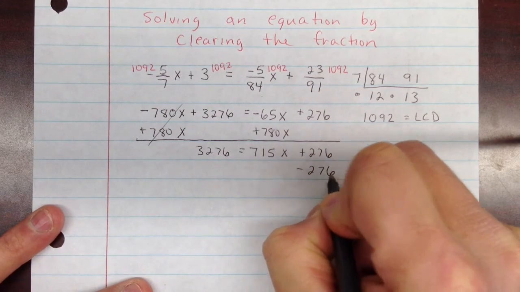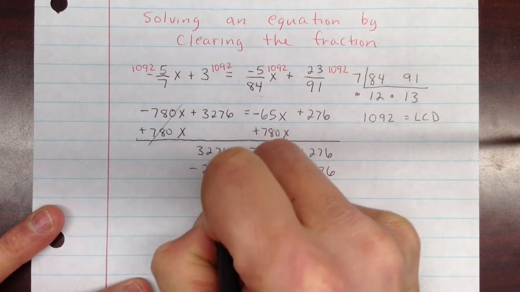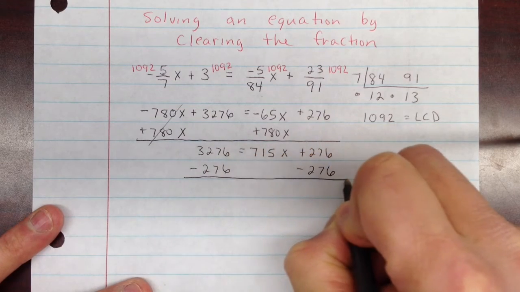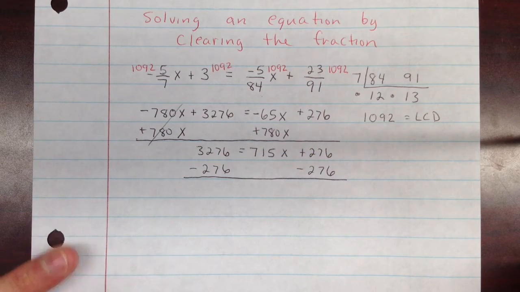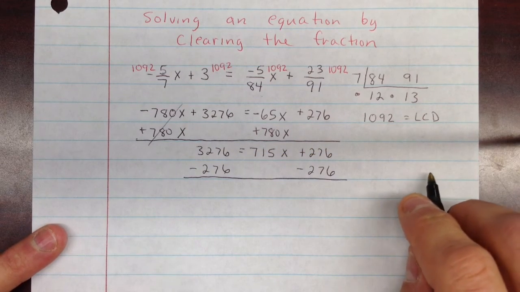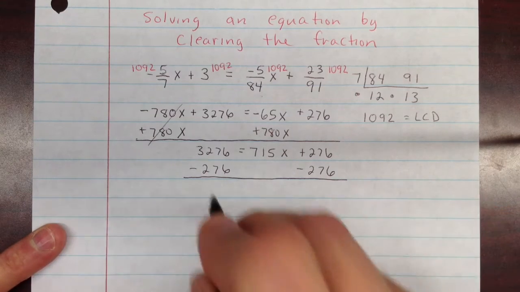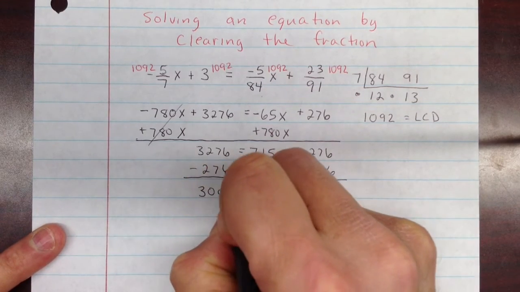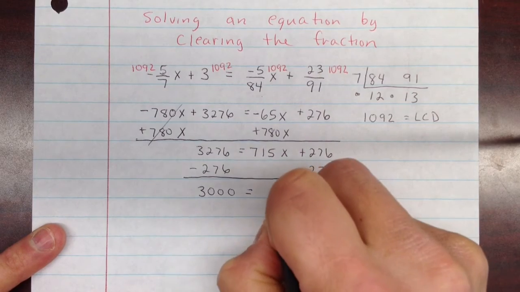Subtract 276 from both sides. And again, if I'm going too fast, you can always pause it. You should be actually working it out with me, though. This is not something you should just watch. You should be working the problem out for practice. Then we get 3000 equals 715x.